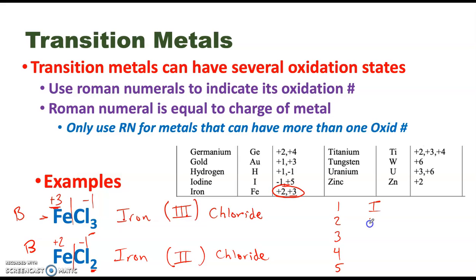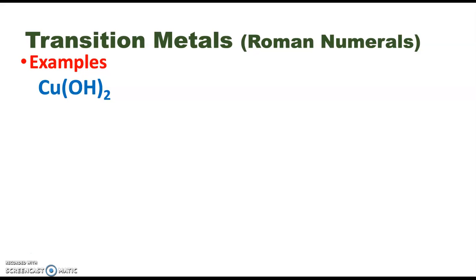1 is an I, 2 is basically 2 I's, 3 is 3 I's, 4 is IV, and then 5 is just a V. So those are the first 5 numbers, and that should be all you need for this class. So examples. We've got CuOH2.